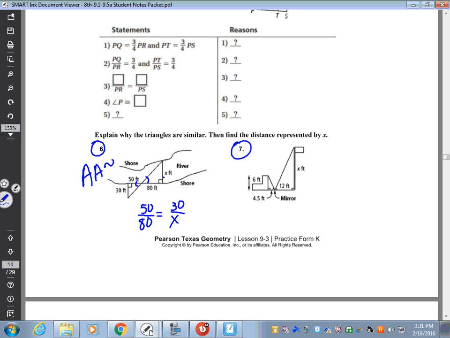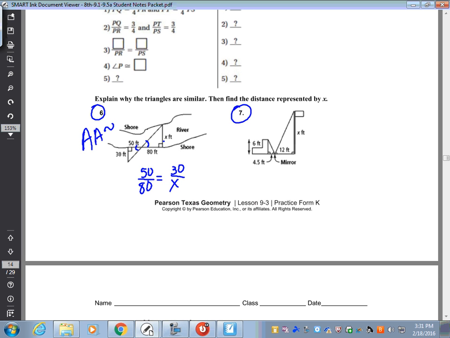Anyone write it differently? Because you can write it differently. All right, so what are we doing here to solve for x? Yep, cross multiply. 2400 equals 50x. Is that right? Okay. All right, and now what would you have to do to solve for x? Divide by 50. All right. I believe it's a decimal or almost a decimal. No, it's not a decimal. Yeah, 48, right?